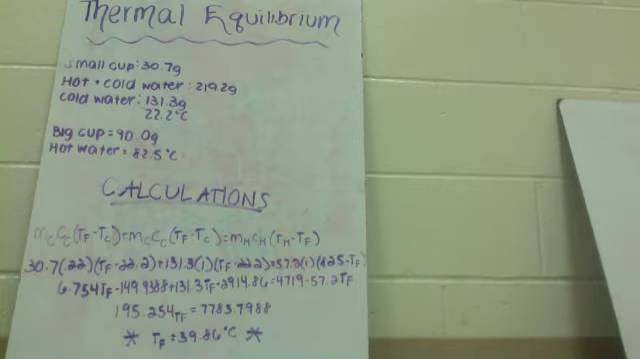As we plugged in the numbers, we were able to calculate for the final temperature, which we solved for TF and got a solution of 39.86 degrees Celsius, which is the equilibrium temperature reached by all objects.